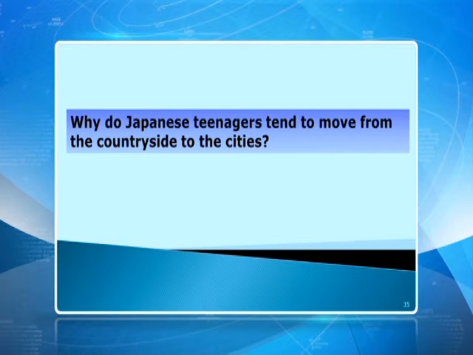The following question: why do Japanese teenagers tend to move from the countryside to the cities? Of course, here you are not required to give your own answers from the Over to You textbook series. No, you have to focus on the reading comprehension, because sometimes you find other factors in your books which are not mentioned in this text. So please stick to the reading comprehension and try to focus on the required pieces of information you have in your text.